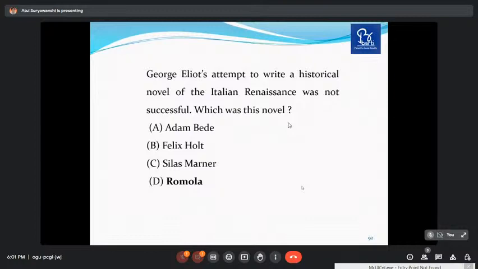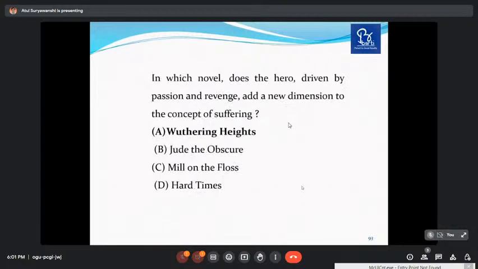Let us turn towards the next question in this series. In which novel does the hero, driven by passion and revenge, add a new dimension to the concept of suffering? That novel is Wuthering Heights, written by Emily Brontë. Wuthering Heights.